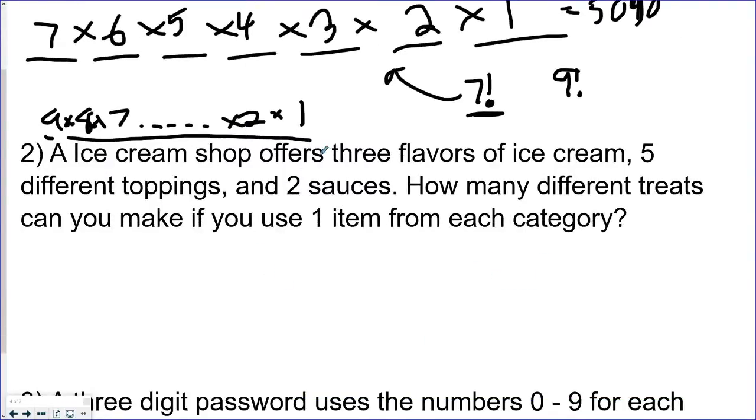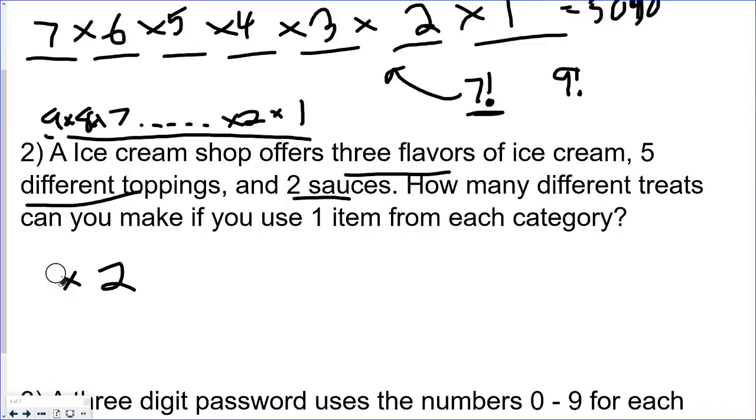Number 2 is like the sandwich that I gave. You have 3 flavors of ice cream, 5 different toppings, and 2 sauces. You want to figure out how many different combinations you can make if you only get one item from each. Well, you have 5 different toppings times 2 different sauces. Whoops, I forgot the ice creams.